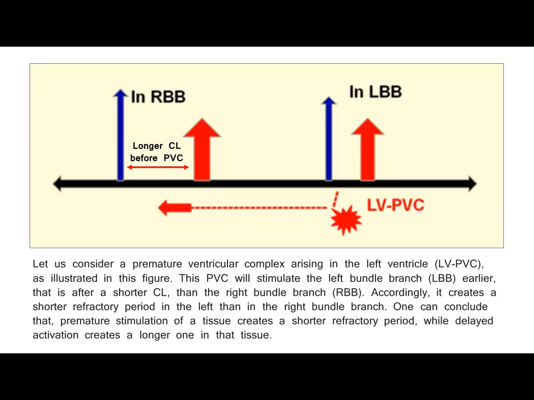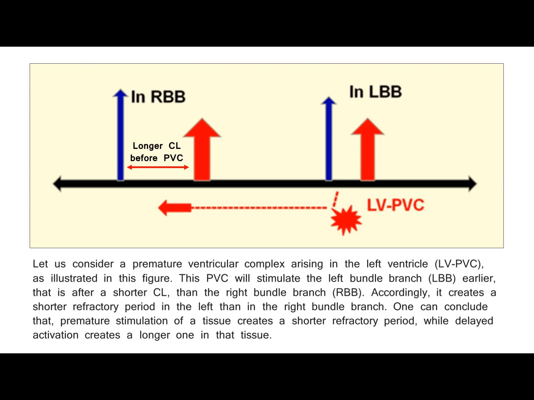Let us consider a premature ventricular complex arising in the left ventricle, LV-PVC, as illustrated in this figure. This PVC will stimulate the left bundle branch, LBB, earlier, that is after a shorter CL, than the right bundle branch, RBB. Accordingly, it creates a shorter refractory period in the left than in the right bundle branch. One can conclude that premature stimulation of a tissue creates a shorter refractory period, while delayed activation creates a longer one in that tissue.